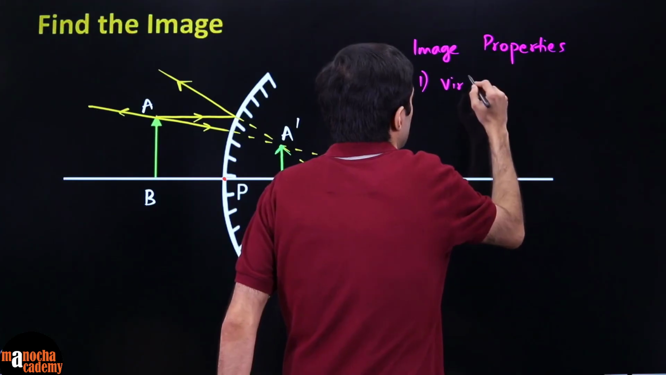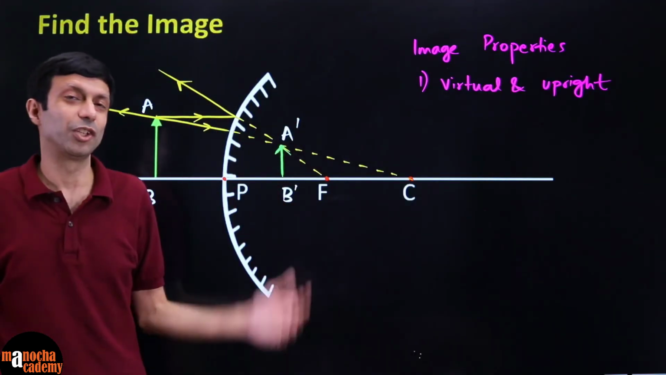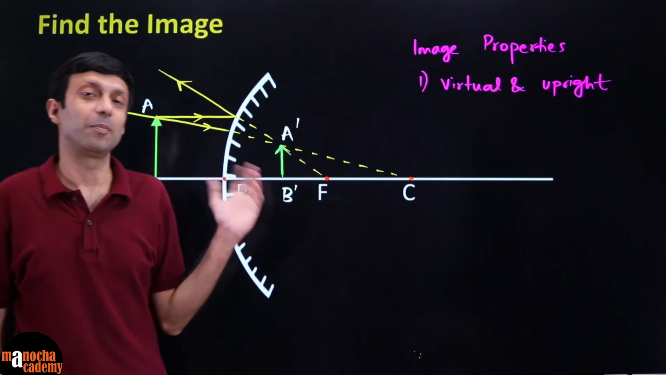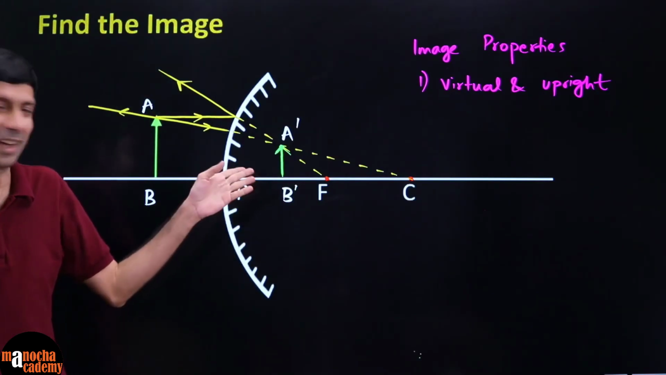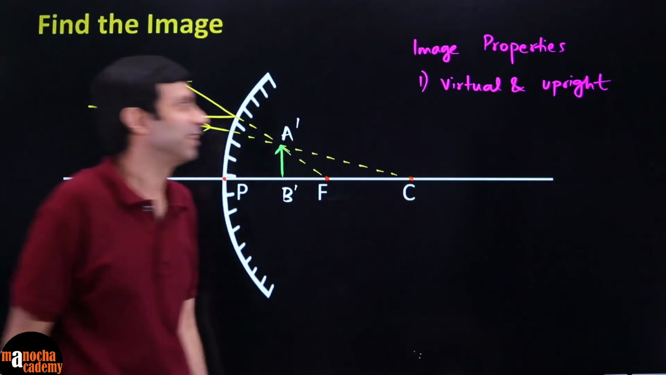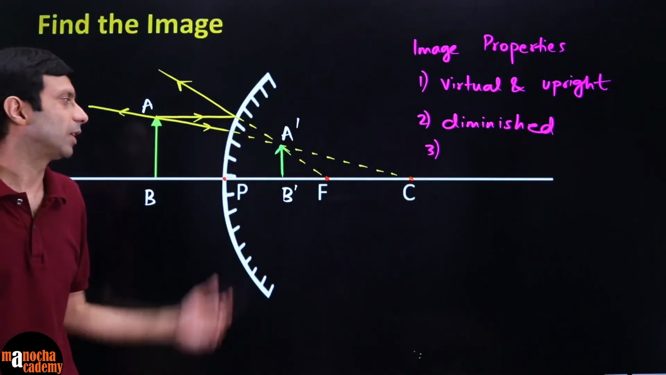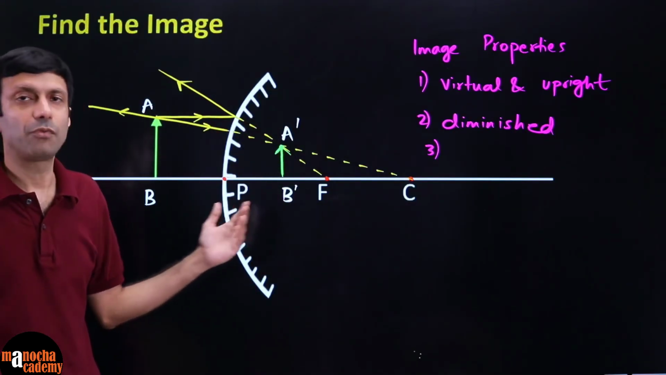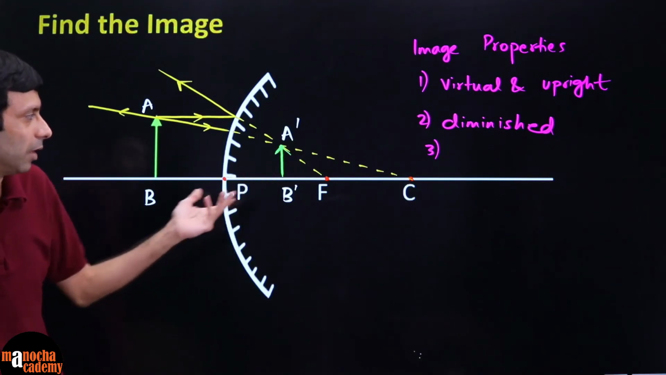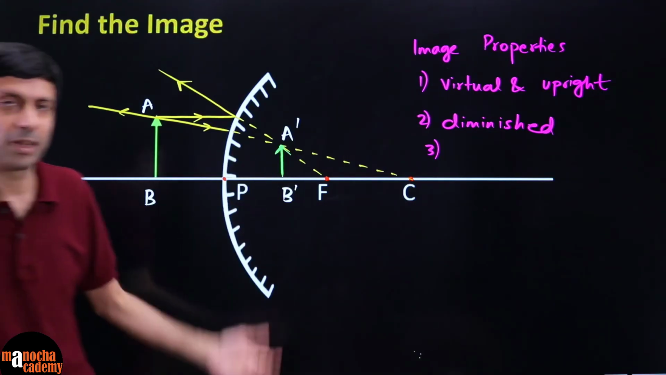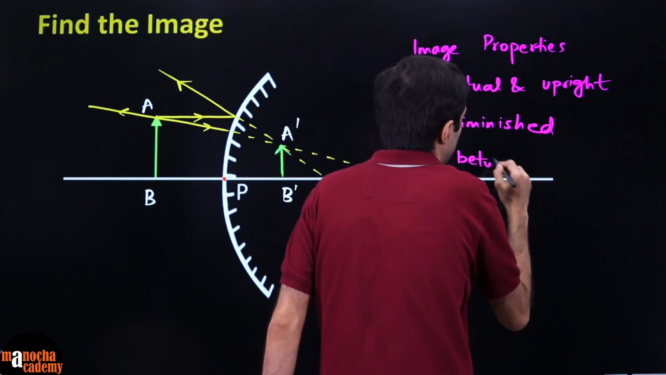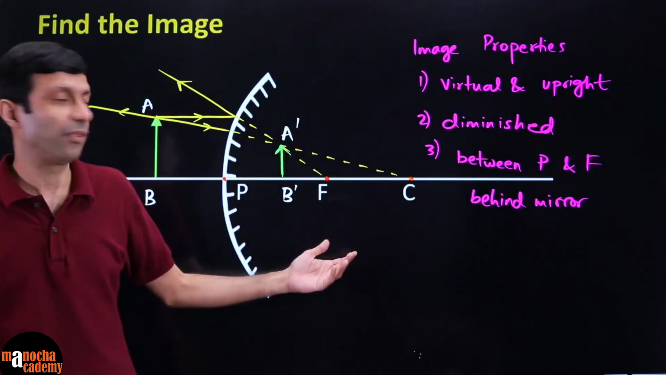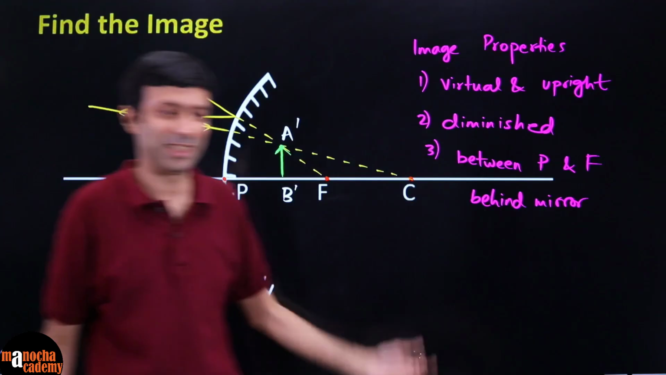So virtual and upright, or virtual and erect. Similarly, is it magnified or diminished? We know convex mirror always forms diminished, and as you can see it is smaller in size. And how about the position? You can simply say between P and F, or you can say behind the mirror. So here, since it's located between P and F, let's write that down. So between P and F and behind the mirror, there you can see.